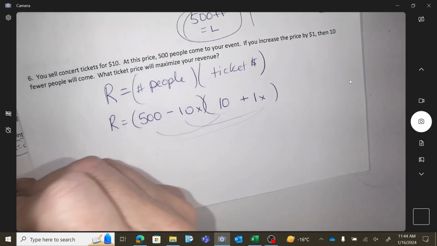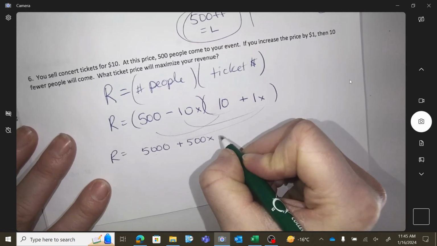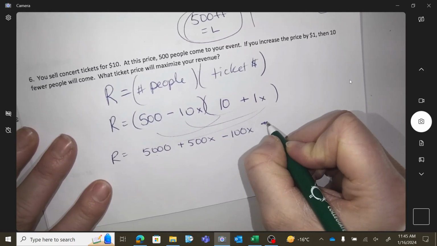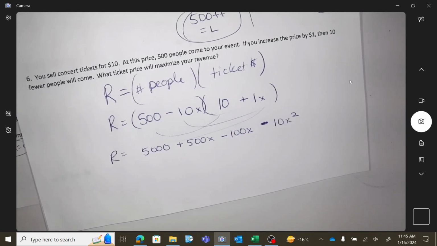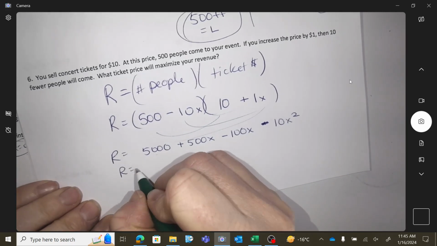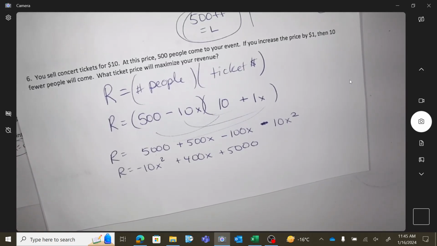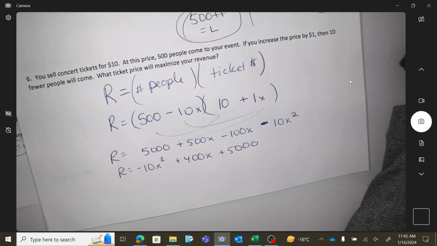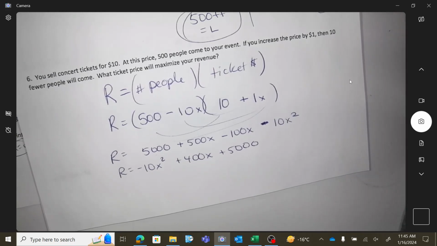Were you thinking about doing a FOIL? So give me a FOIL. Okay, how does your FOIL process look? We're matching.